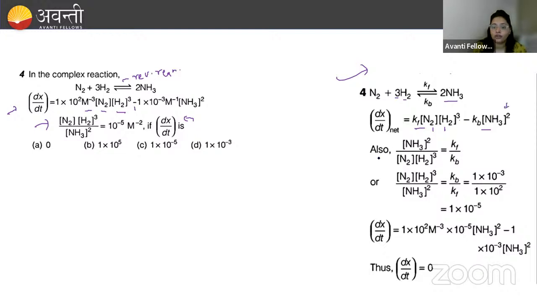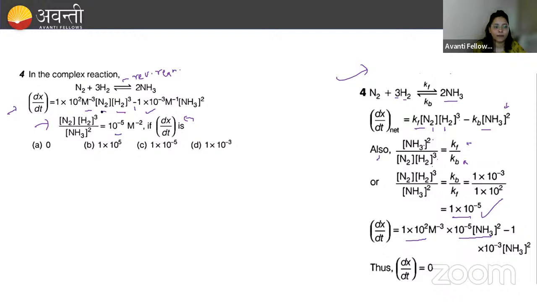Okay, you know what the rate constant is for this given reaction? NH3 squared divided by N2 H2 cubed, that is the forward rate divided by the backward rate. Or you can say the backward rate divided by the forward rate will be equal to 1 into 10 raised to minus 3 divided by 1 into 10 raised to 2, and that is 1 into 10 raised to minus 5. So how did this come? I have written that with respect to this given value. The value that was given in the problem, 10 raised to minus 5 is also given there. So that is that value. Now what we have to do is put 1 into 10 raised to 2 into 10 raised to minus 5 value here.